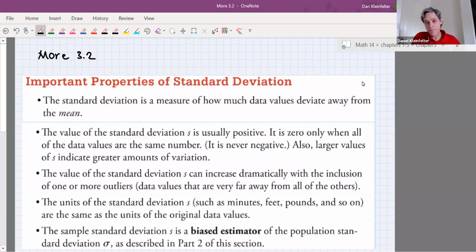Welcome back, everybody. In this video, we're continuing with section 3.2, looking at measures of variation, specifically the standard deviation for now. This part we had seen at the end of last time. We had looked at some important properties of the standard deviation. The important fact first is that it measures how much the data values vary away from the mean.